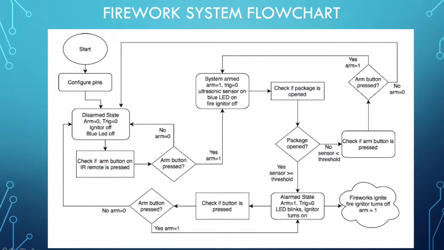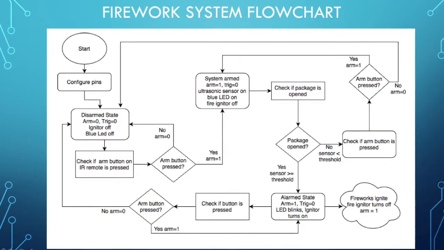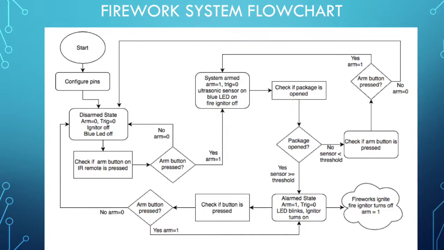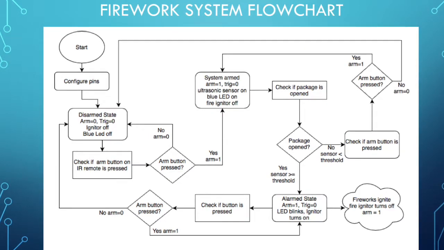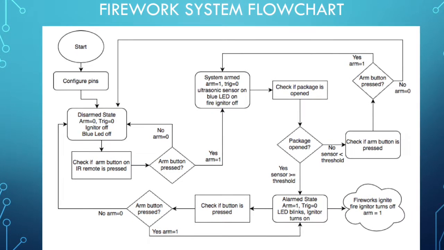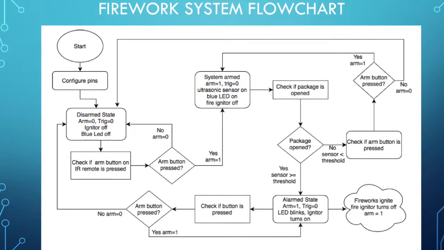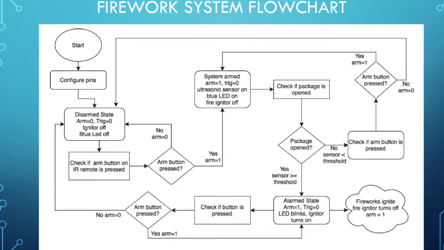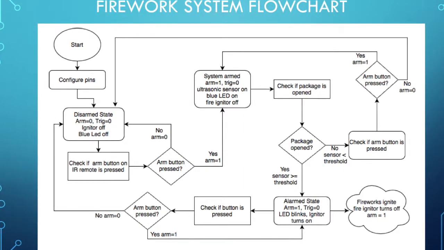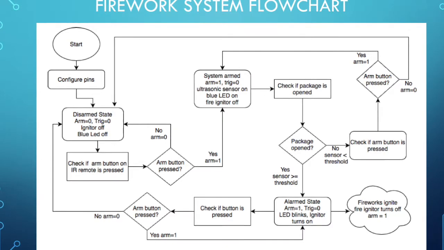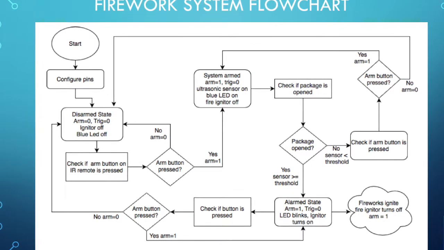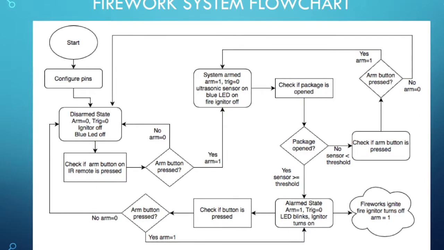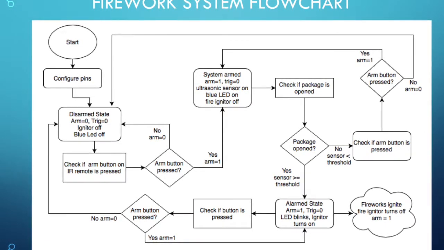So my ultrasonic sensor is on and reading, and then the blue LED is on, which is blinking, and then the fire igniter is still off. Then you see if the package is opened, and if the package is opened, then that means the threshold is above, and it'll go into an alarmed state, and trig will still equal 0, but the LED blinks and the fire igniter turns on. So this basically allows the igniter to flash on and then back off because I don't want it to still just continue burning.